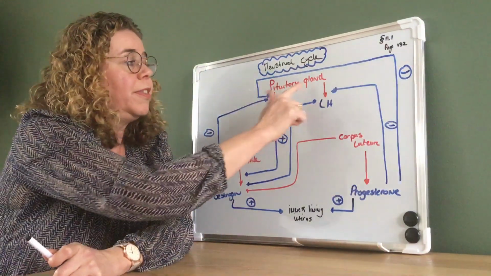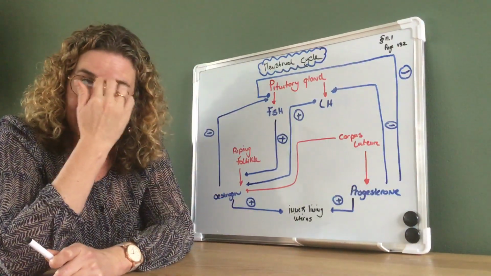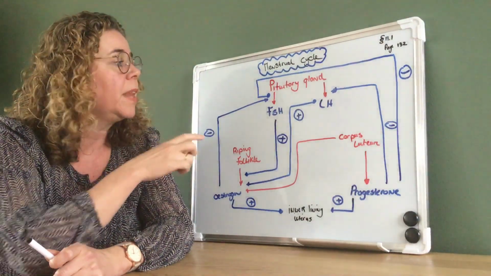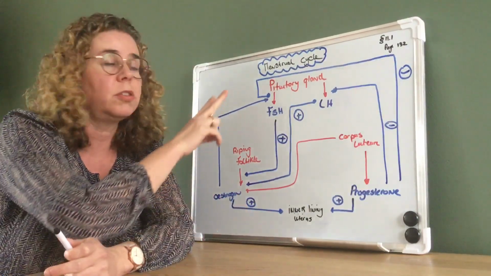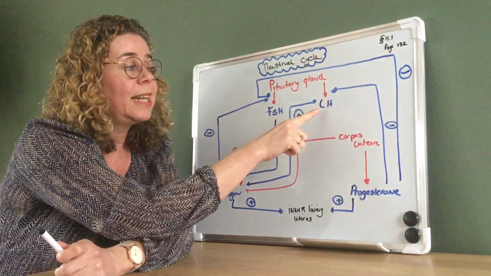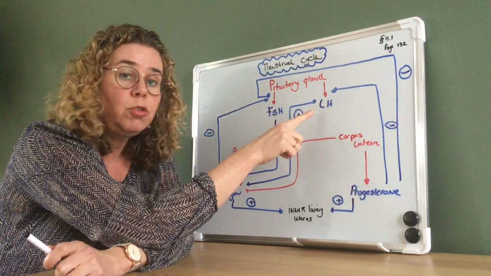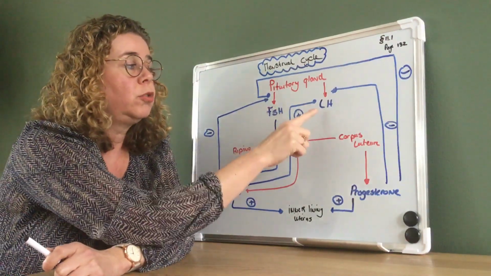And it all starts with this organ over here, which is your pituitary gland. You can find this here at the bottom of your brain. It's a tiny bean-like organ that is creating two very important hormones. It's producing more, but those two are important for this cycle, which is FSH and LH, the follicle stimulating hormone and the luteinizing hormone.